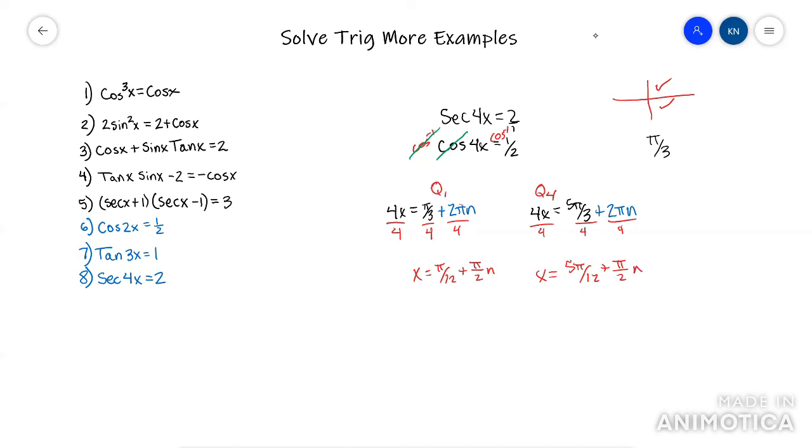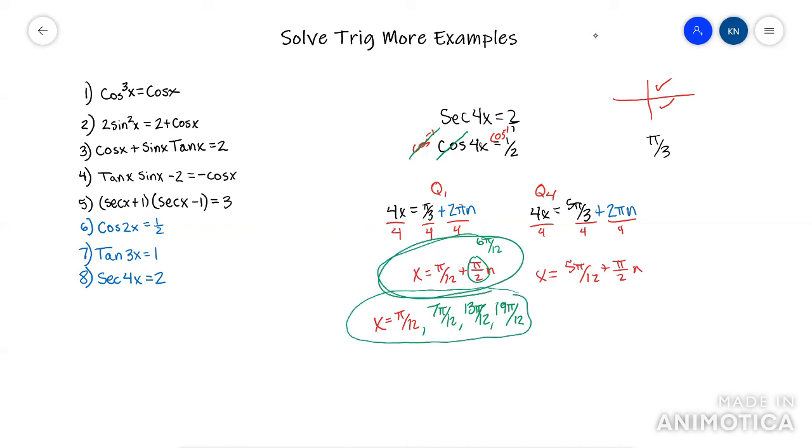Okay, so your first one is pi over 12. You're then adding increments of pi over 2, which is actually 6 pi over 12. So that's the increment that I'm going to add to this first pi over 12 to get 7 pi over 12. Then I would get 13 pi over 12, then 19 pi over 12. And if I did it one more time, I would get 25 pi over 12, which is greater than 2 pi. So I'm done there. That's just this first section.